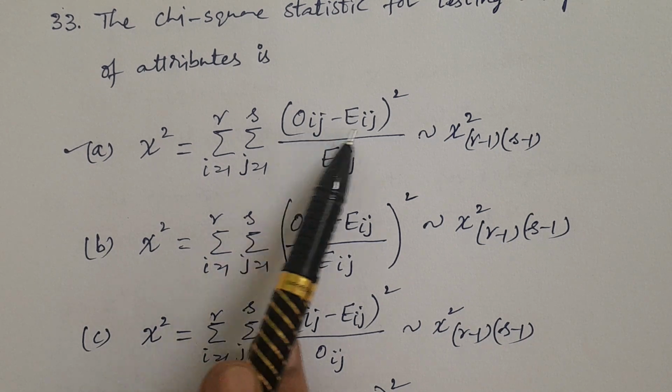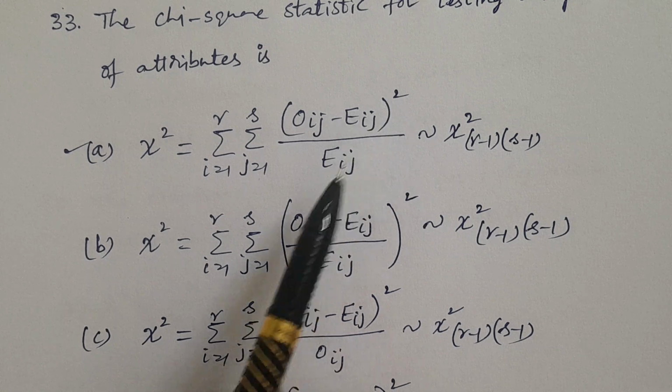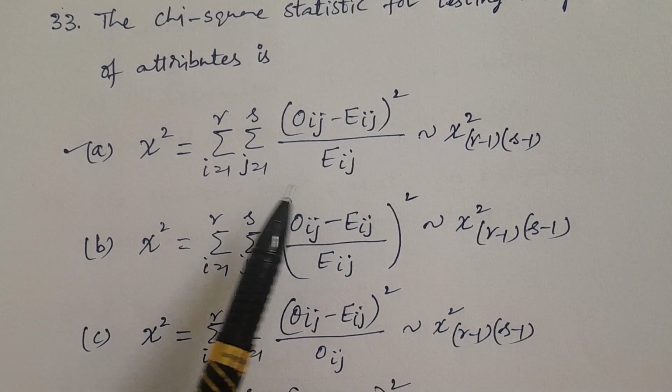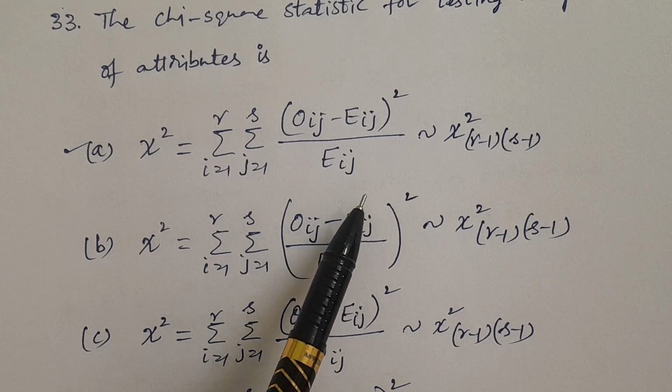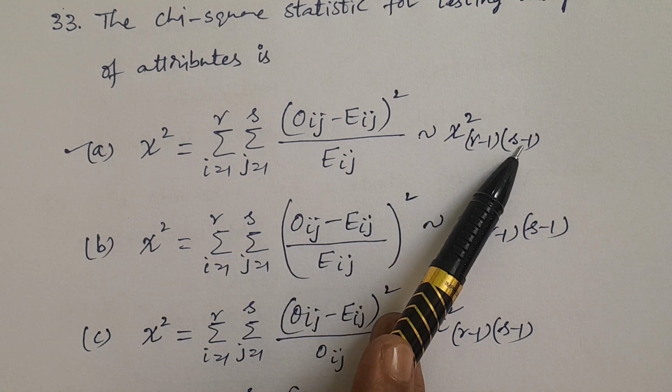But here it is Oij minus Eij whole square by Eij. There it is Oi minus Ei whole square by Ei. That's it. So you compare it, and you can remember it simply, right? So the answer is this. Degrees of freedom is r minus 1 into s minus 1.